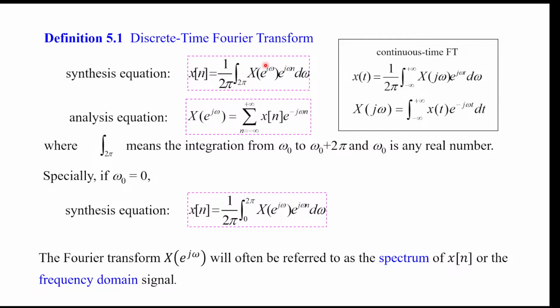We only integrate over period 2 pi. And then the analysis equation is basically the same. So instead of integration, you have summation because we have a discrete signal. So big X of e to the j omega equals the summation over n from minus infinity to plus infinity of x of n e to the minus j omega n. And this big X is called a spectrum or frequency domain signal, which we keep using.